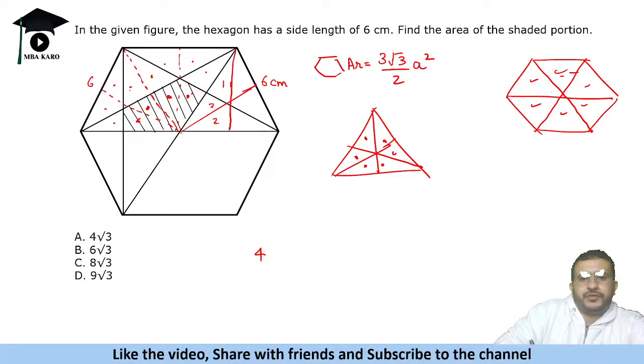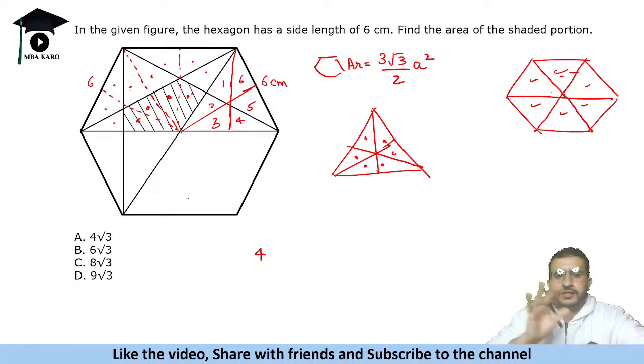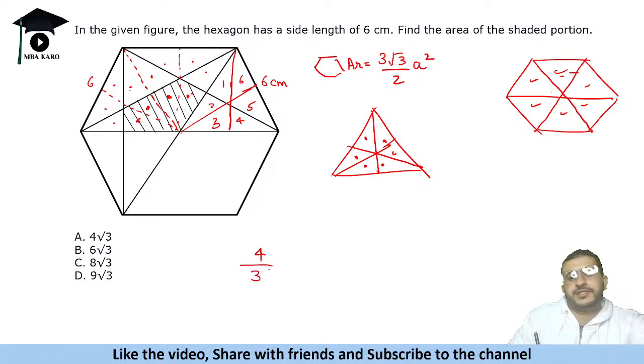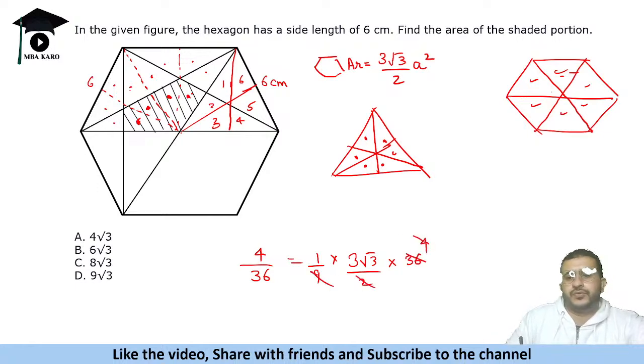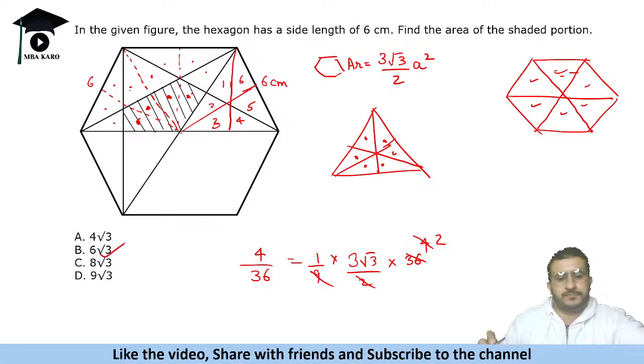So we can make one, two, three, four, five, six. Each triangle can be made into six parts. So total we have 36 parts. And out of those 36, four parts are shaded. So we have 1 by 9th of the hexagon shaded. And area of hexagon is 3 root 3 by 2 a square. A is 6. So we have 36, which is 4. And this is 2. So you get 6 root 3.